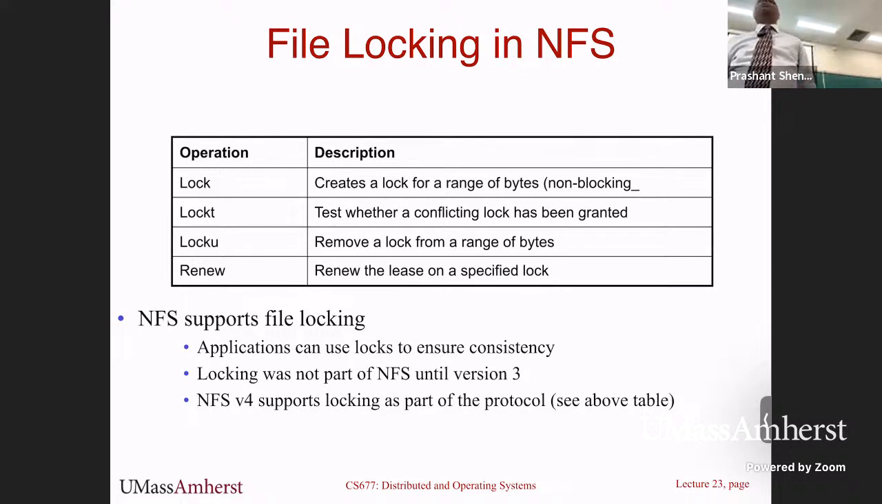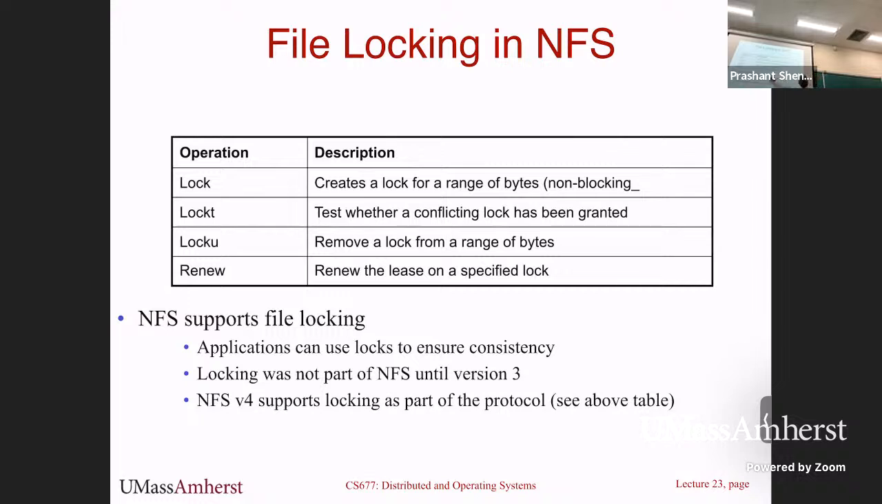So if you think about your lab 3, if you are updating some entry in a catalog, and while you're updating it you don't want other threads to read it, you can lock only that entry, not the other entries. Other entries can be read and so on. That's useful so that you don't have to do coarse-grain locking of an entire file. So you can create a lock for a range of the file. You can remove a lock. You can renew a lease.